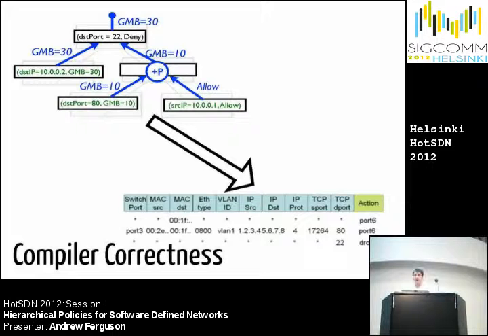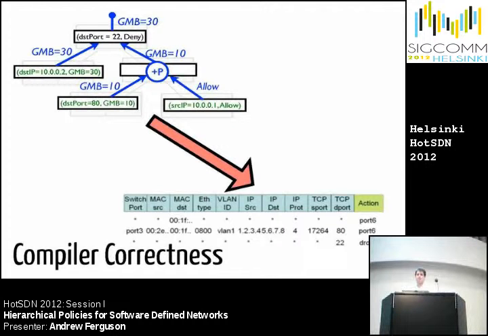But how do we know this compiler is actually correct? Compilers are also notoriously difficult to get right. If this compiler has a bug, it's not that a program may crash, but the entire network may go down, or a more subtle error may occur, such as traffic that should be blocked may instead be submitted.